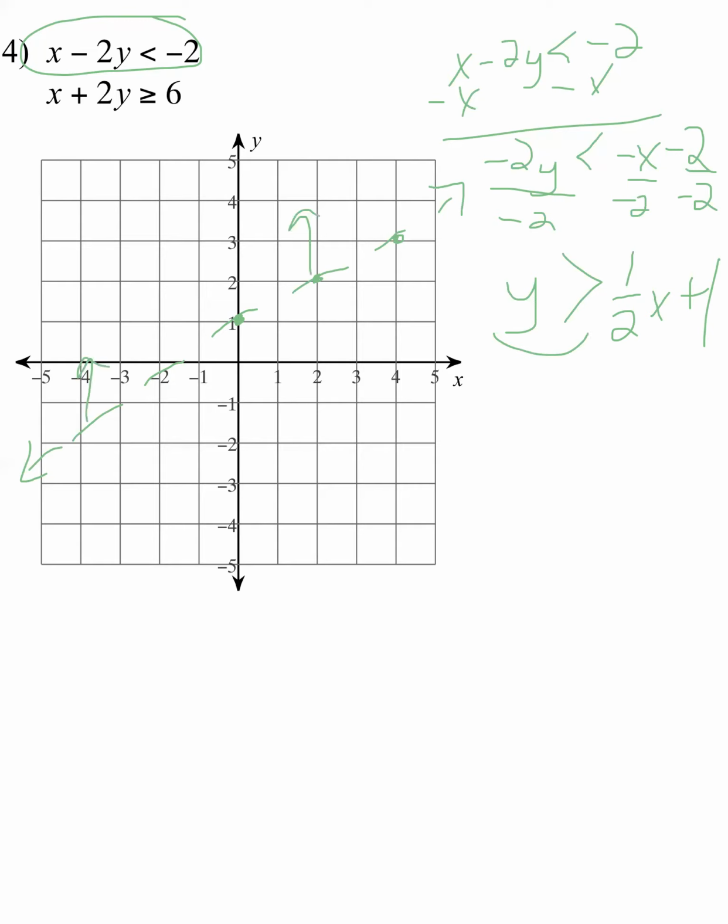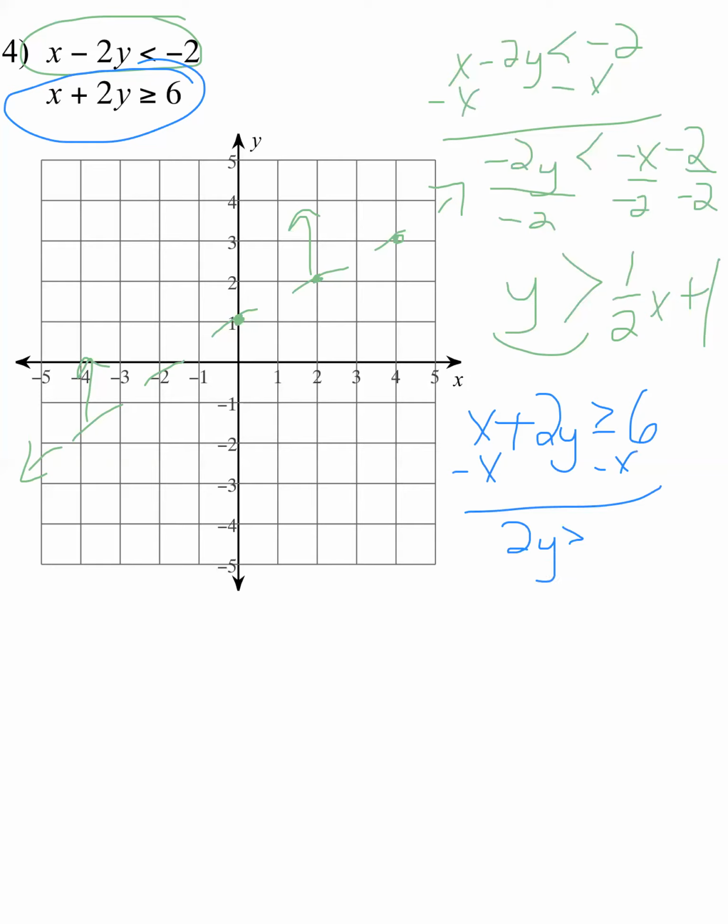All right, switch to blue for the bottom. Excuse me, x plus 2y is greater than or equal to 6. So let's get that y by itself, subtract that x, stick that negative x in there, plus 6, divide by 2. Y is going to be greater than or equal to negative 1/2 x, and then 6 divided by 2 is a positive 3. Okay, so I'll start at positive 3, and then I go down 1 over 2. This time I'm connected with a solid line.